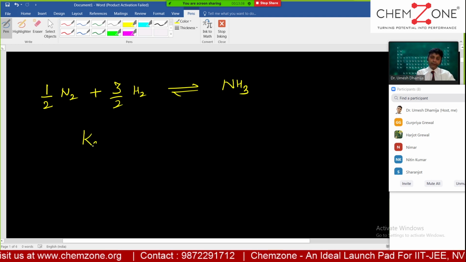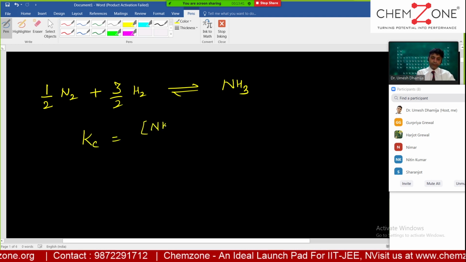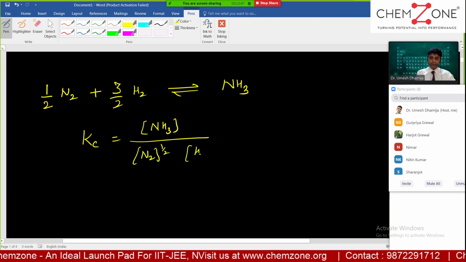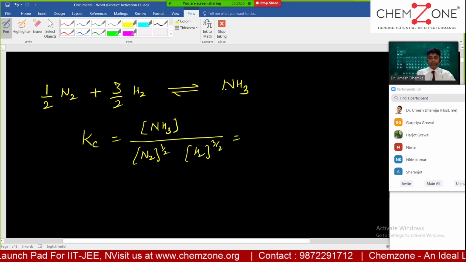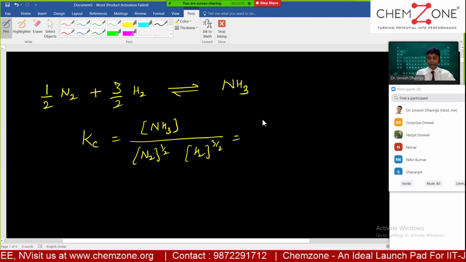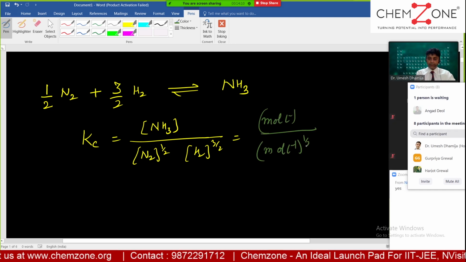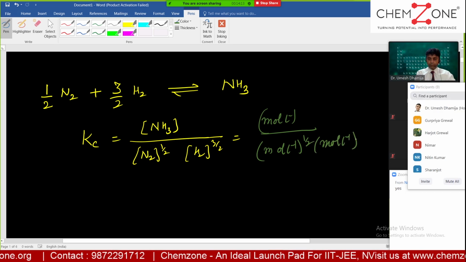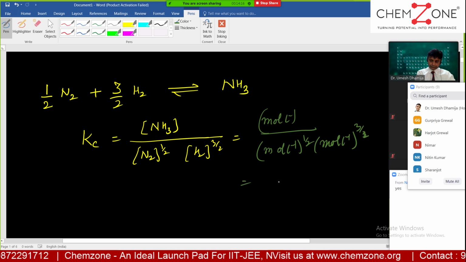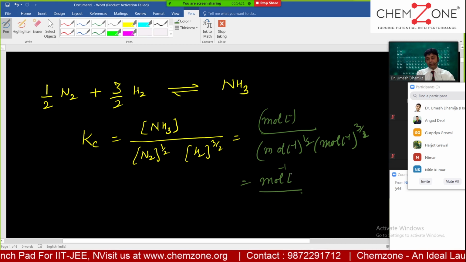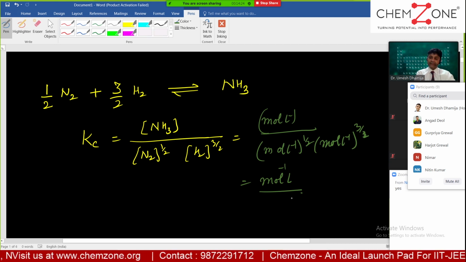Now I express this in terms of the Kc. Now it is ammonia to the power 1 over N2 to the power 1/2. Now put the values of the concentration terms here. Moles per liter, then moles per liter to the power 1/2, moles per liter to the power 3/2. So mole inverse liter. So you can see the coefficient affects the equilibrium constant value.